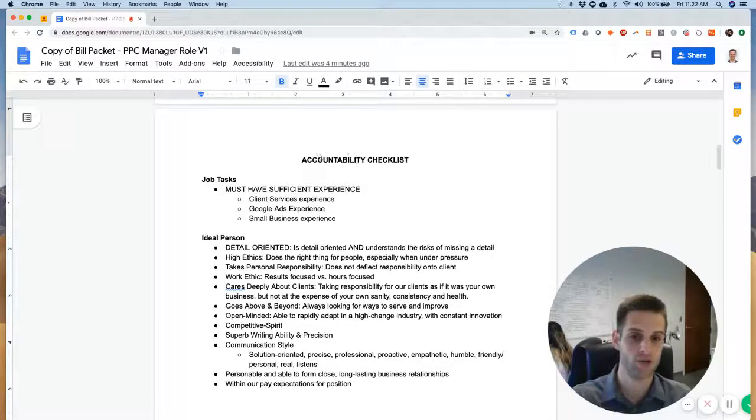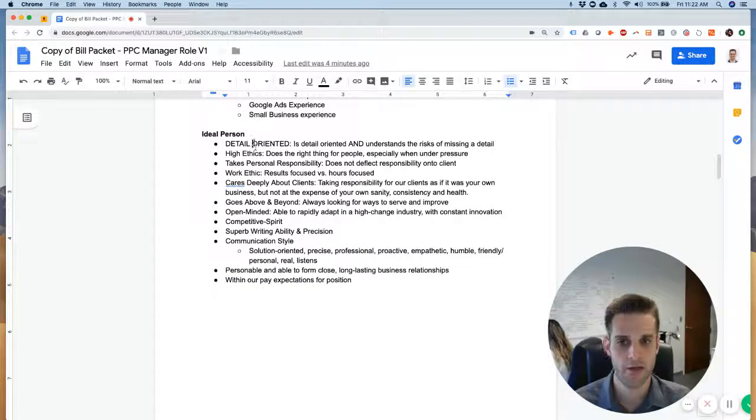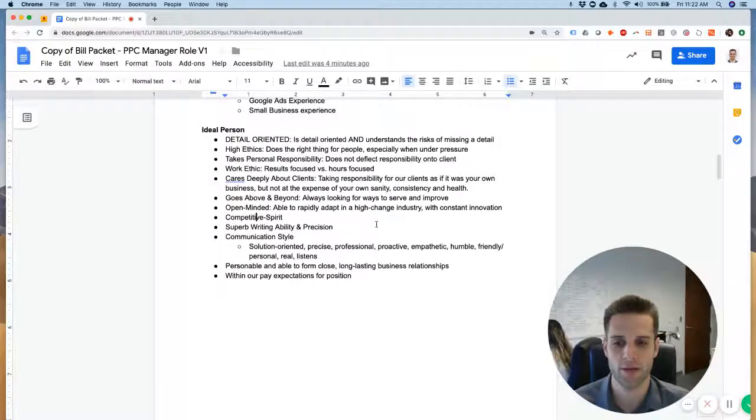Then the questions are derived from the accountability checklist. So the ideal person, very important that we find people who are detail-oriented, high ethics, and then definitions of what each of these mean. Takes personal responsibility, especially when mistakes are made. Work ethic, cares deeply about clients, goes above and beyond, open-minded, competitive spirit, writing ability, communication style, able to form long-lasting relationships, and within our pay expectations for a position.